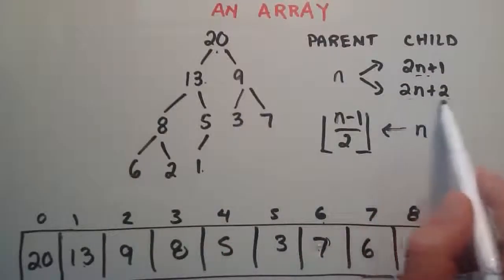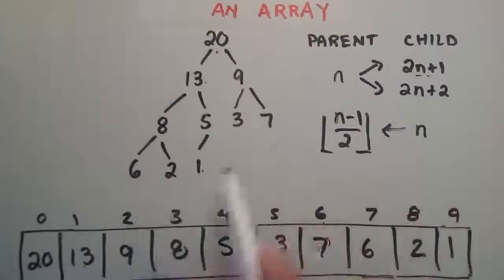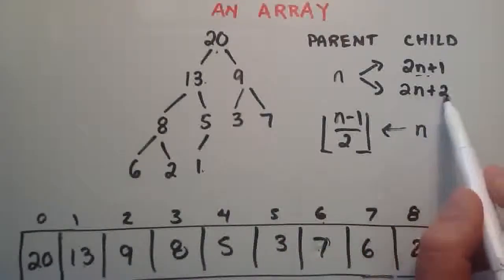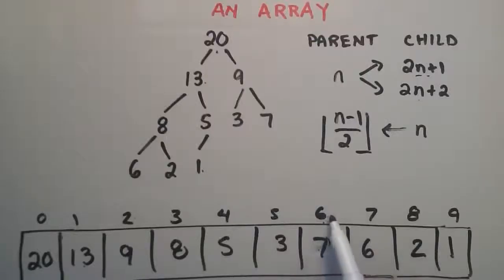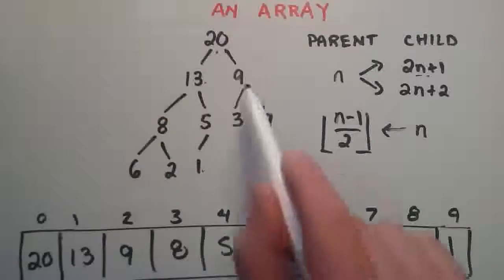So if we look at the other child here, 2 times 2, the index that we're looking at is 2. 2 times 2 is 4, plus 2 is 6. So index 2 has a child in index 6. So index 2 holds 9, index 6 holds 7, 9 has a child of 7, and we can see that in our tree as well.